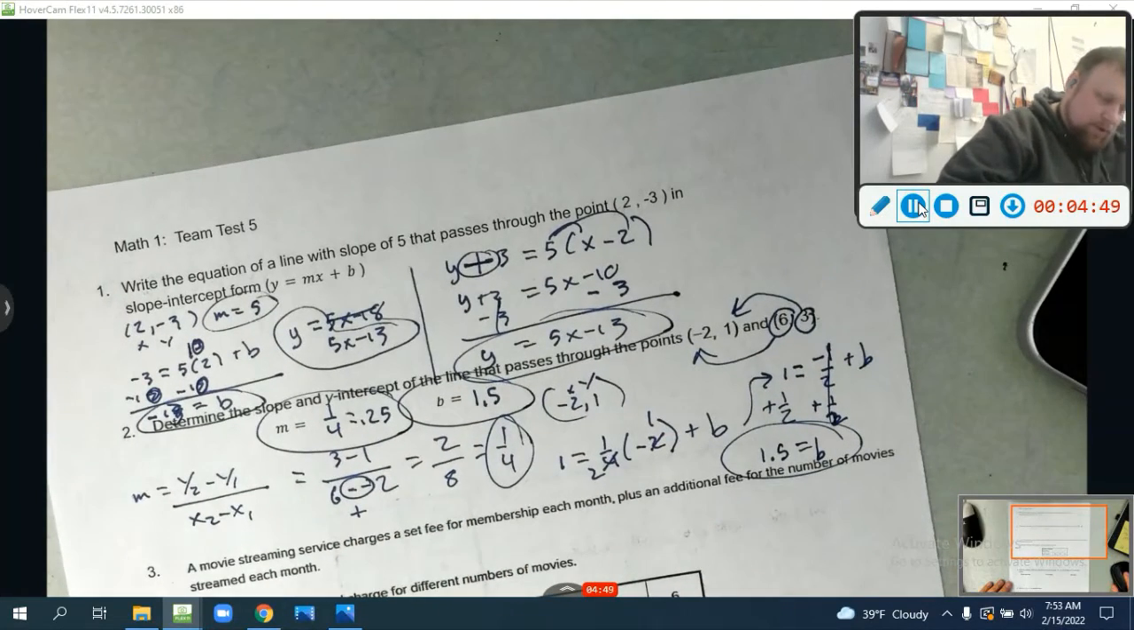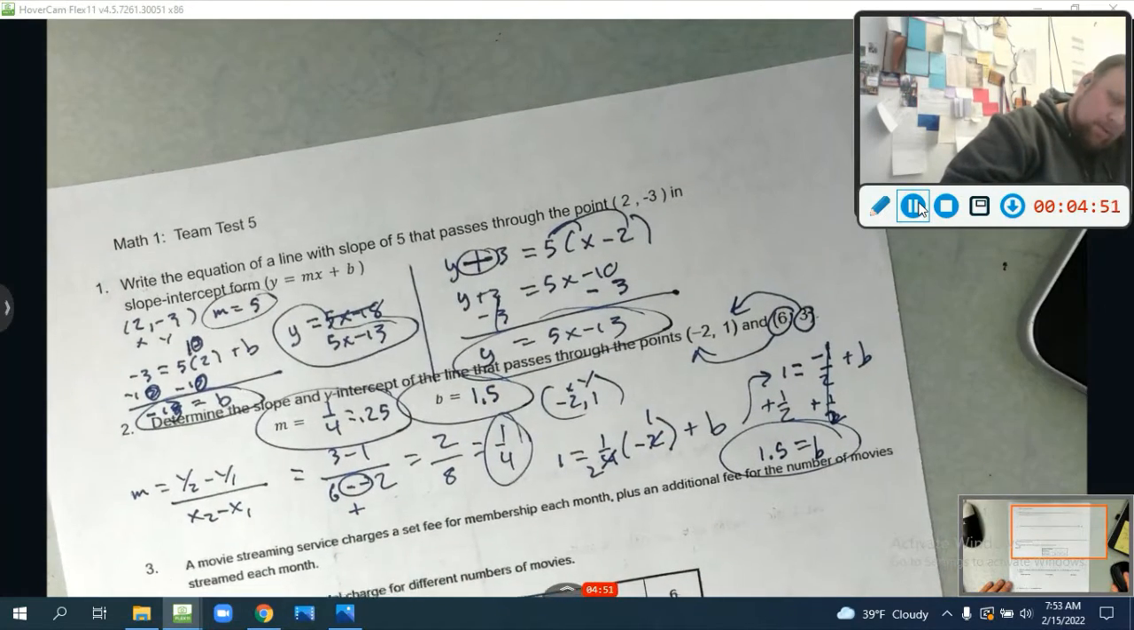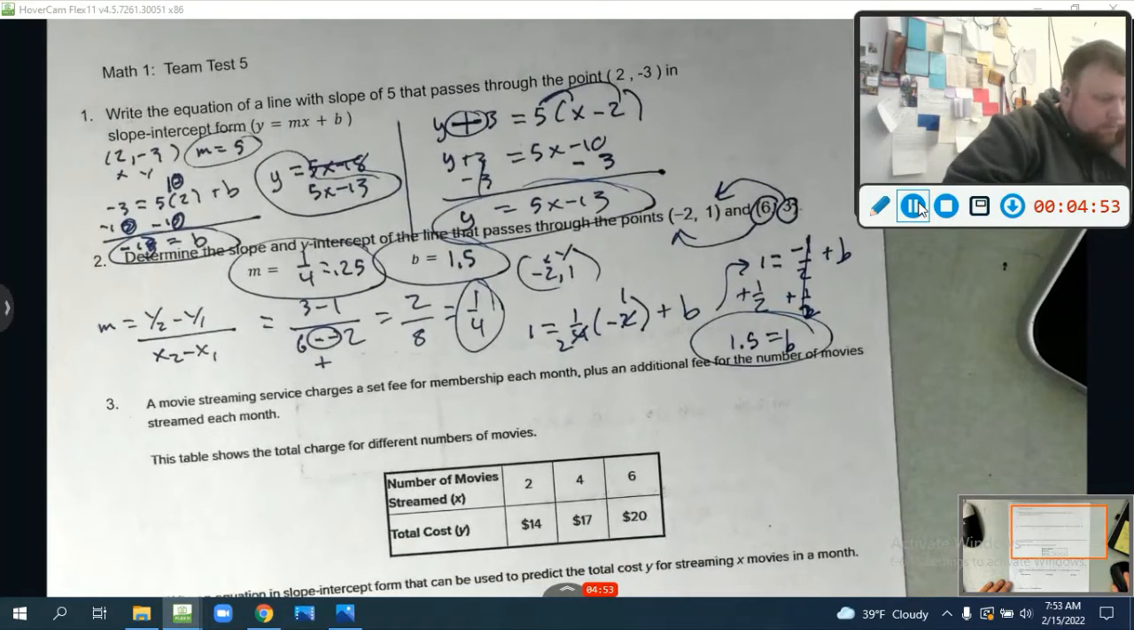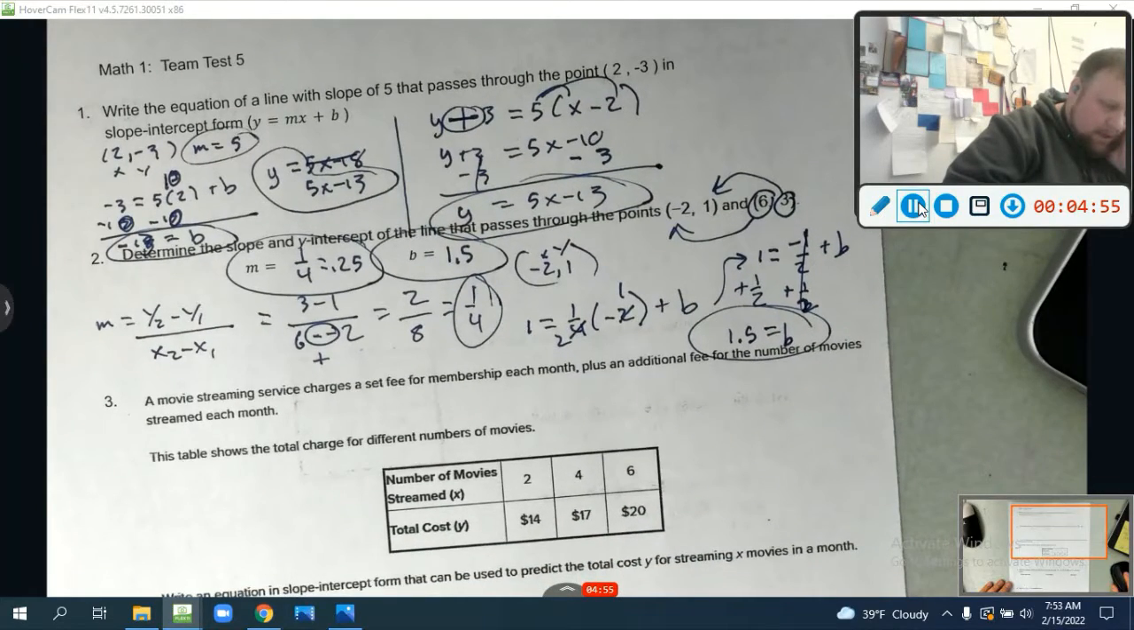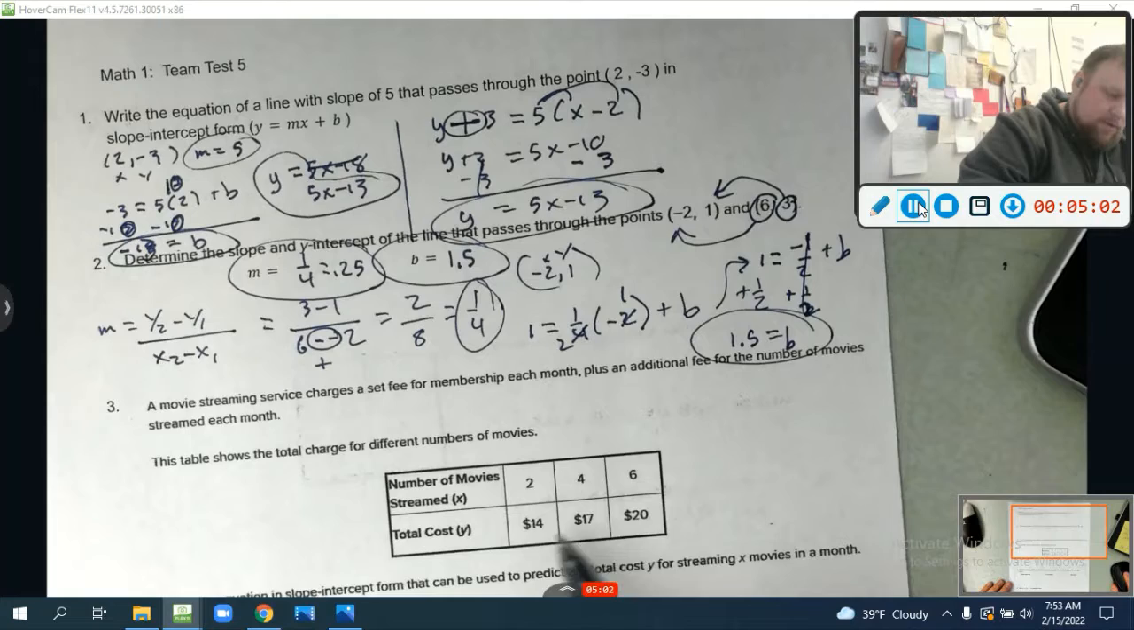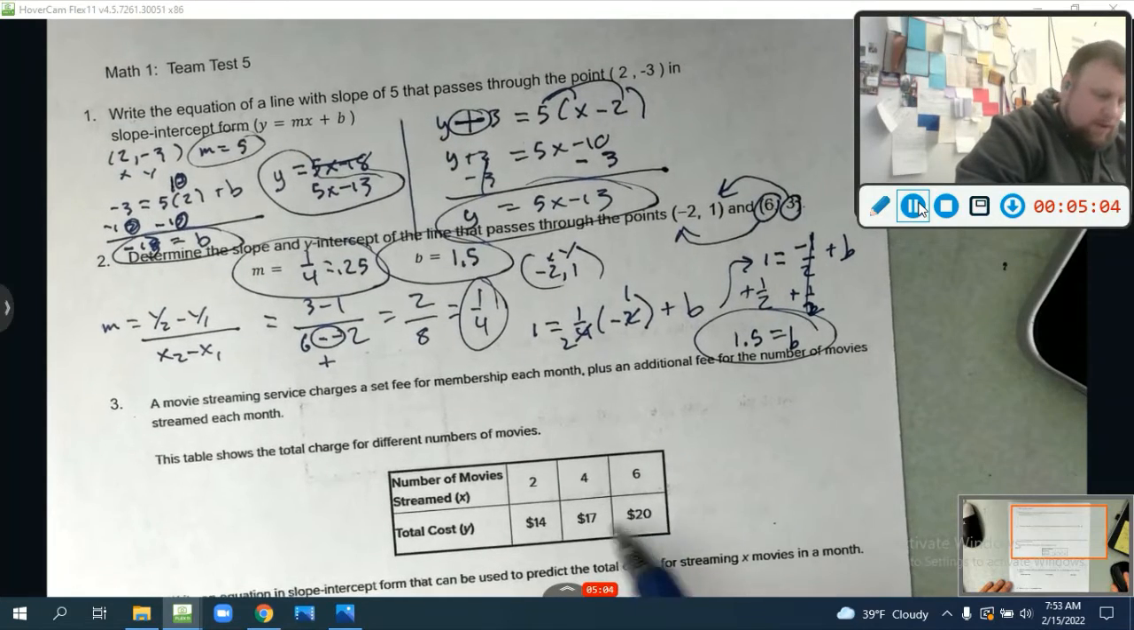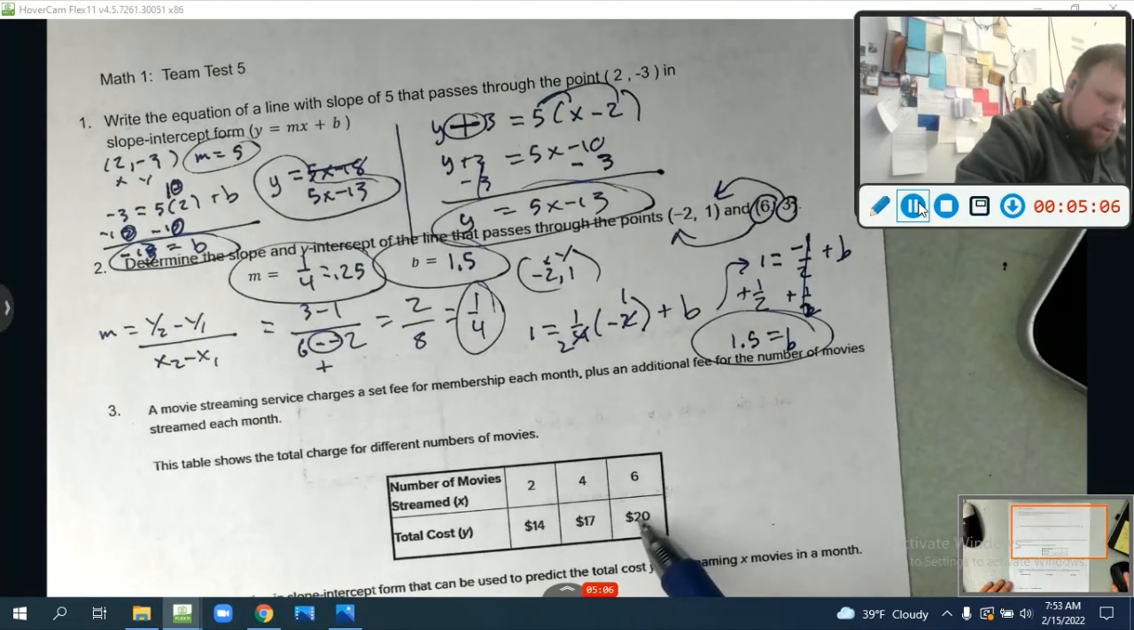A movie streaming service charges a set fee for membership each month, plus an additional fee for the number of movies streamed each month. The table shows the total charges for different numbers of movies. So 2 movies is $14, 4 movies is $17, 6 movies is $20. Okay.